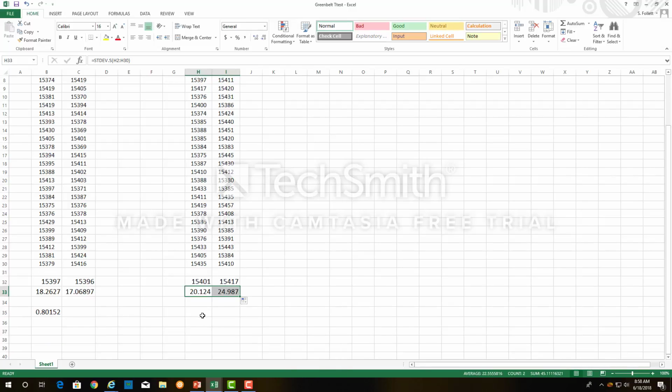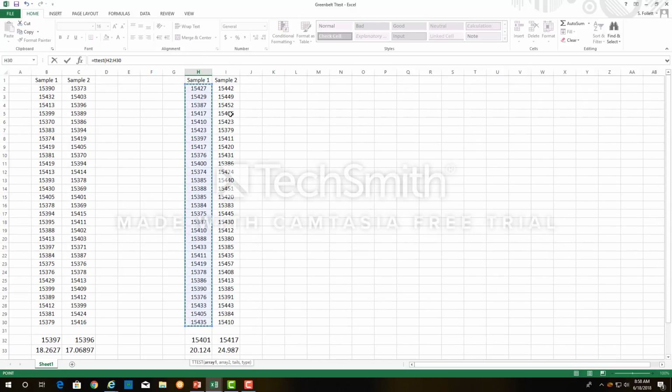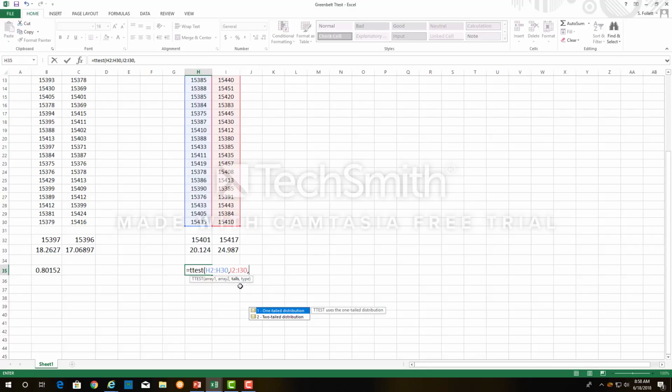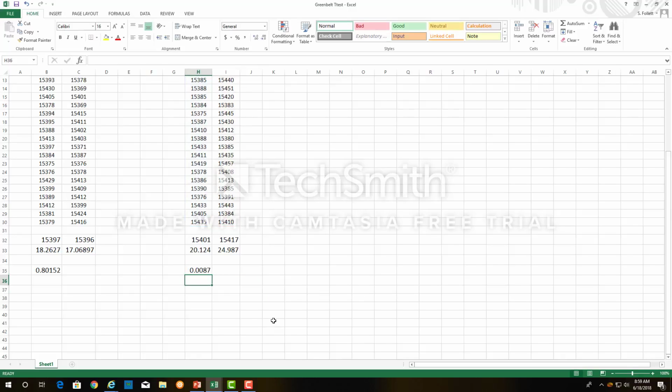So I'm going to do my t-test on this. Okay, there's array 1. Array 2. Again, we want the two-tailed test in Greenbelt. So it'll always be 2, 2 at the end. In this case, I came up with 0.0087.